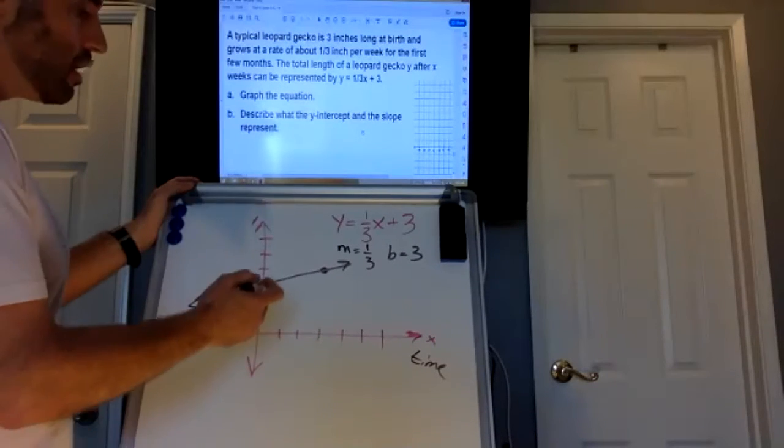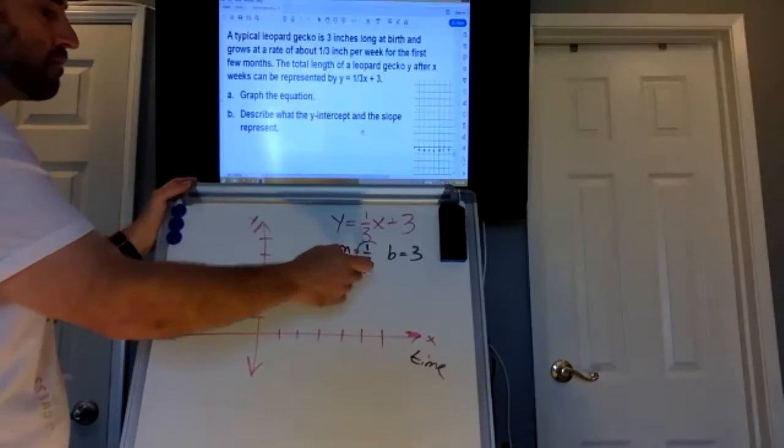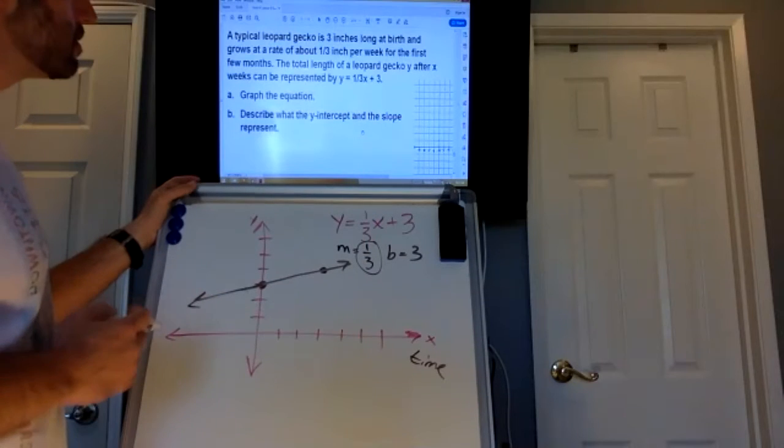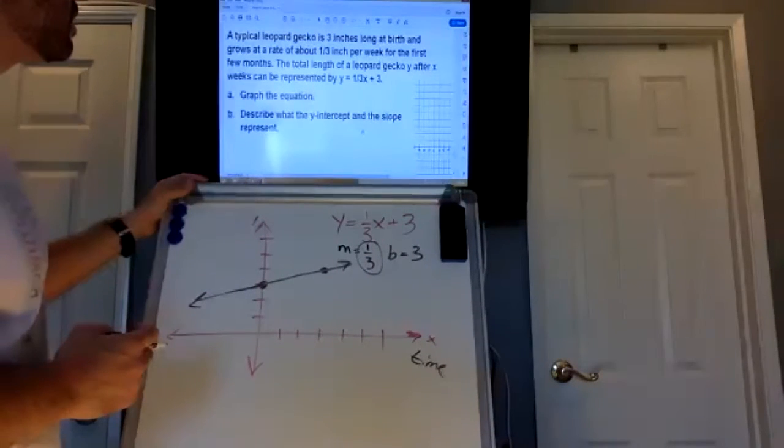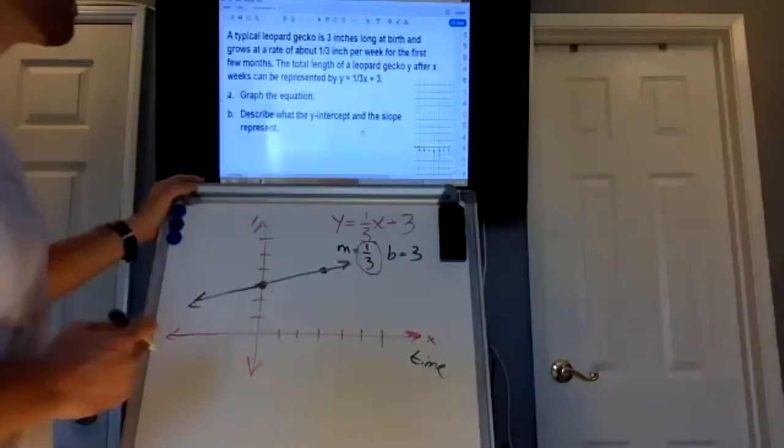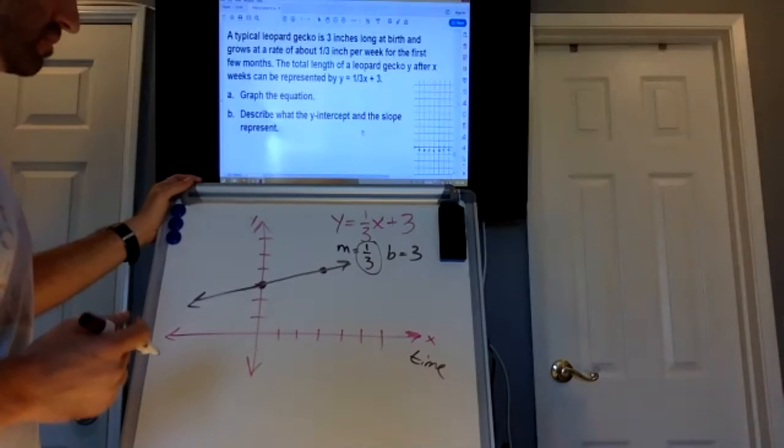All right. What does this slope then mean? It's the constant rate of change or constant rate of growth. It's the rate of growth of the leopard gecko. Yes.